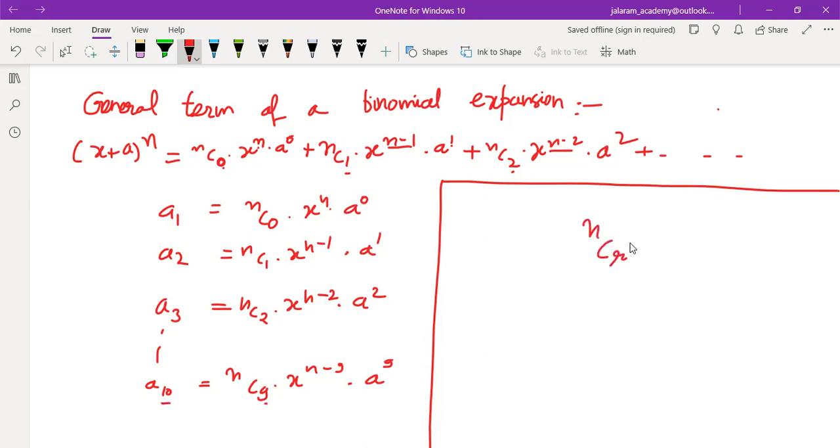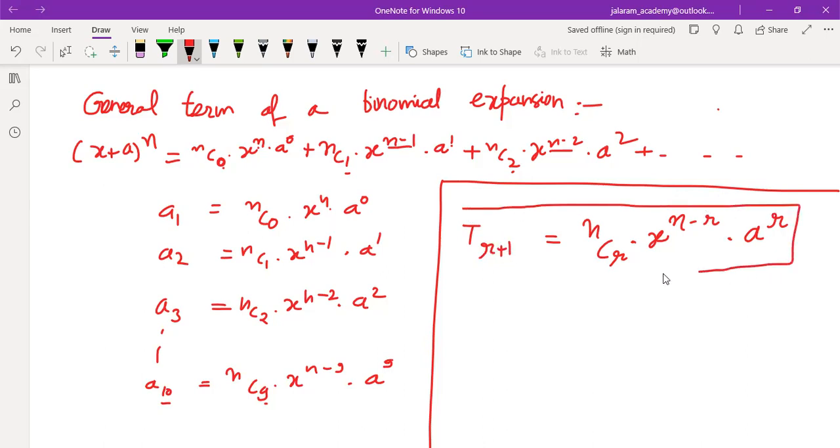Now we know that in this nCr, if we write r in place of the suffix, what should be the power of x? Is it not n minus r? And the power of a will be r. And this will be which number of term? What will be the order of this term? Can you tell? Sir, r plus 1. So this (r+1)th term is considered as the general term of the binomial expansion.